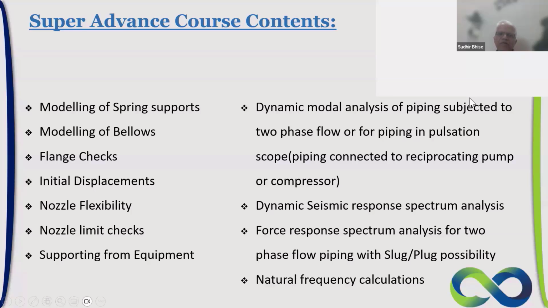Then the nozzle flexibility is there, which we can superimpose onto the system to take advantage of the flexibility of the nozzle connection with the equipment.